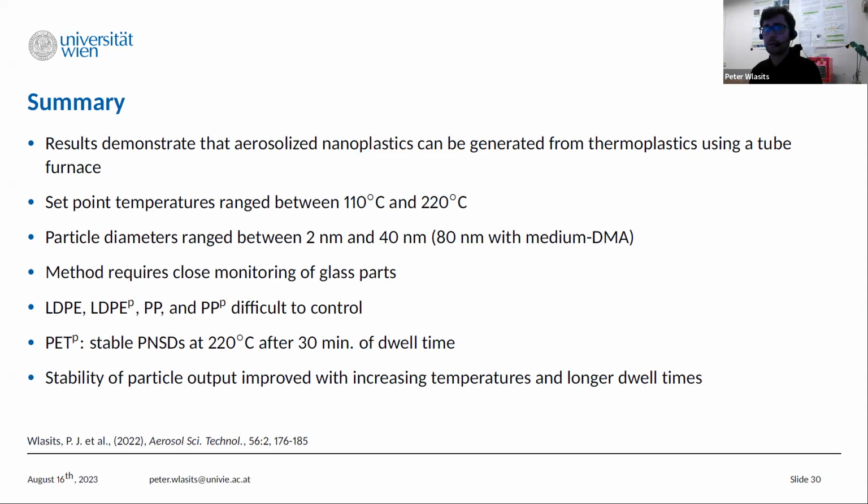As I pointed out, this method requires close monitoring of the glass parts. The two LDPEs and the two polypropylene materials were pretty difficult to control, and higher purity PET turned out to be the best candidate for that kind of measurements, which yielded stable particle number size distributions at 220 degrees after 30 minutes of dwell time. And in general, the stability of the particle output improved with increasing temperatures and longer dwell times.